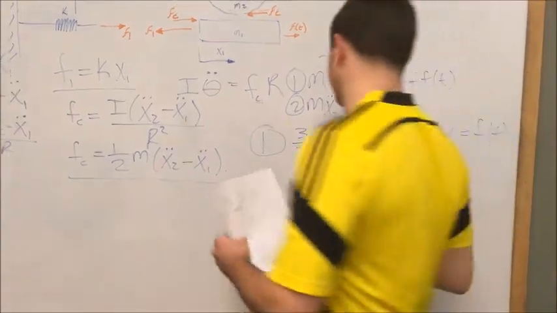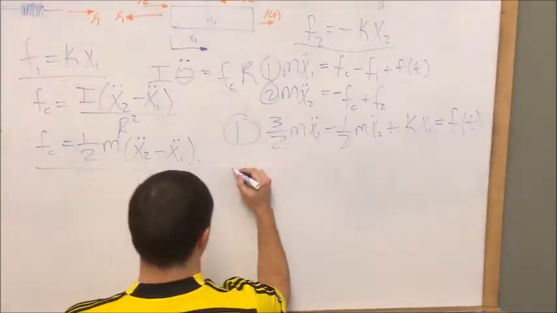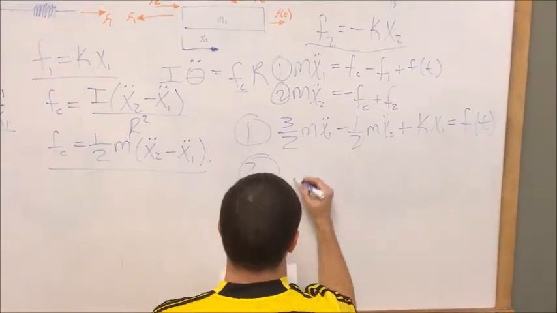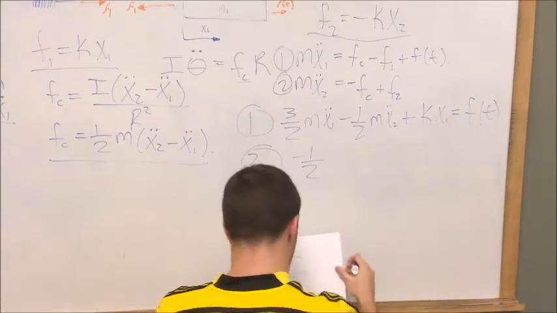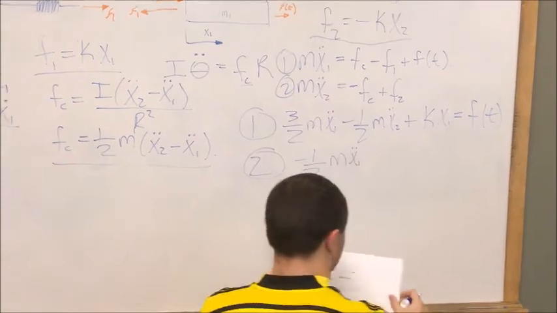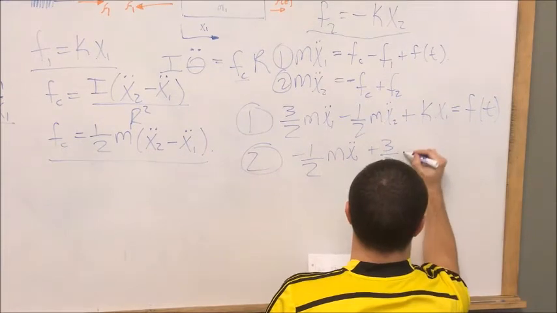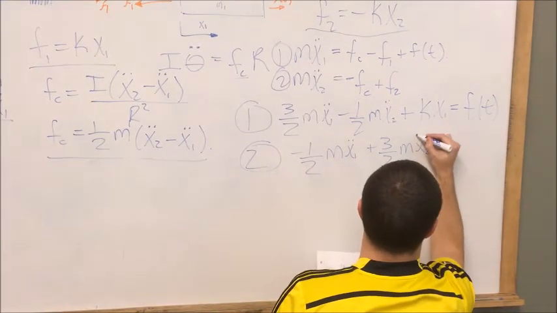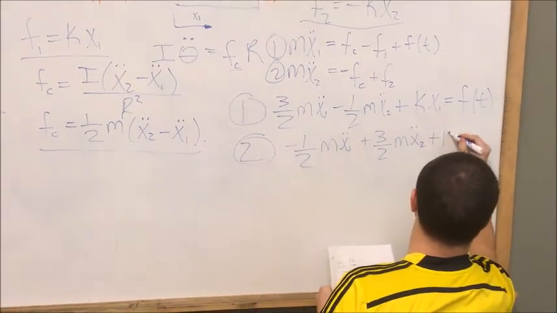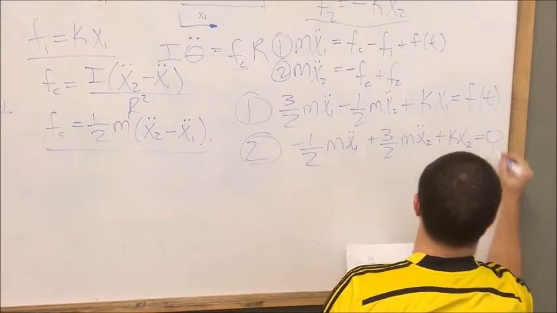Only include that F of t on the right side of the equation. Equation number 2 is going to simplify to this right here. Negative 1/2 m x1 double dot plus 3/2 m x2 double dot plus k x2, I'm sorry, equals 0.